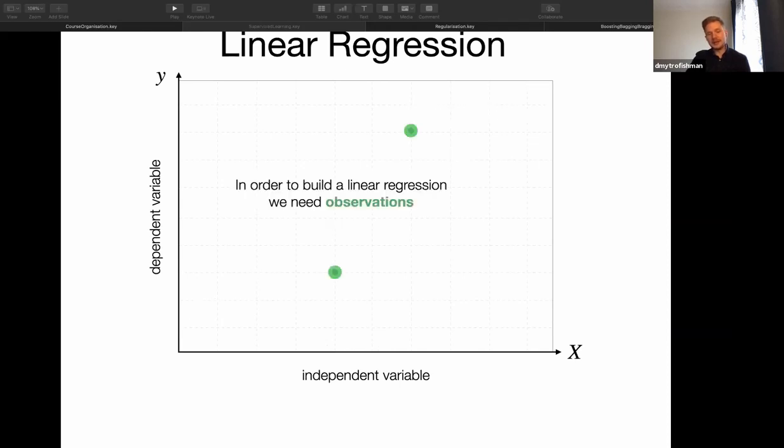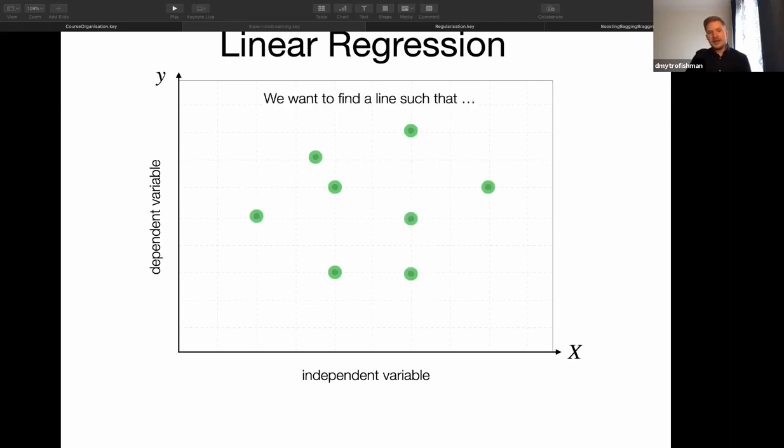In order to build linear regression, we need observations, right? We need observations like these two guys, or more observations. In linear regression, we're looking for a line such that it minimizes, what does it minimize, Oleg? What does linear regression try to minimize?